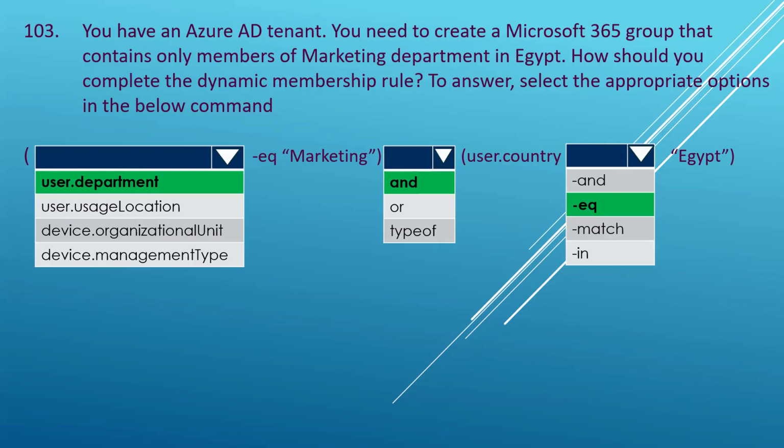And -EQ is the third condition that you will choose because you want to make sure that only the users and marketing department of Egypt are included in the dynamic membership of the group.